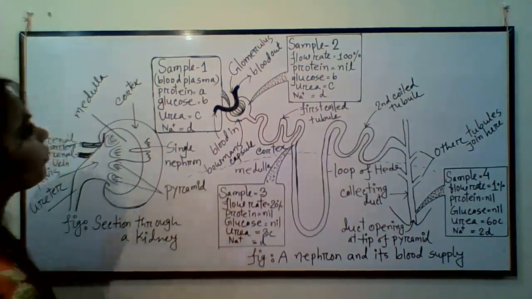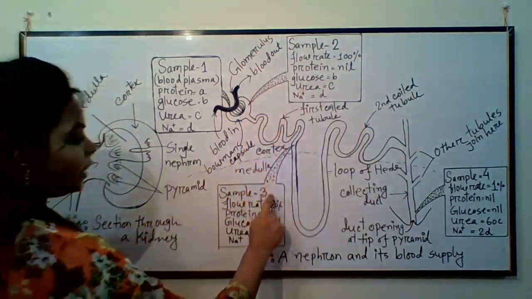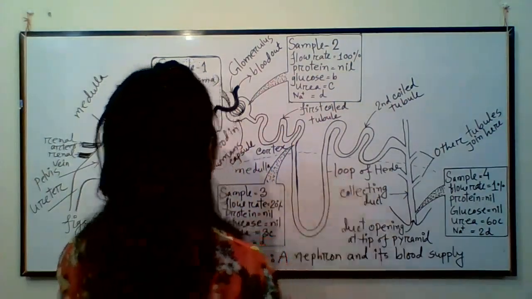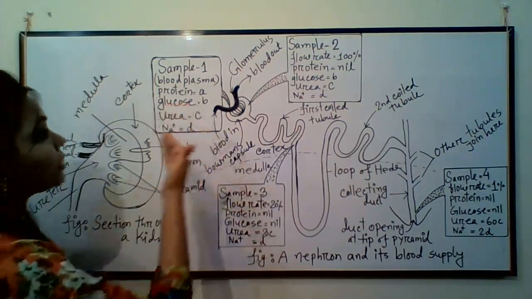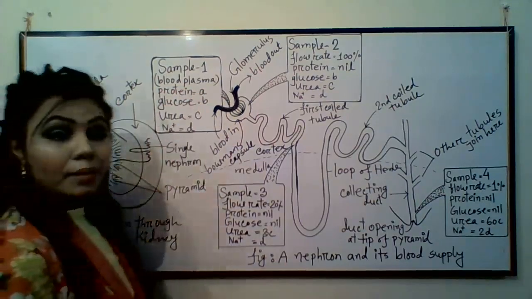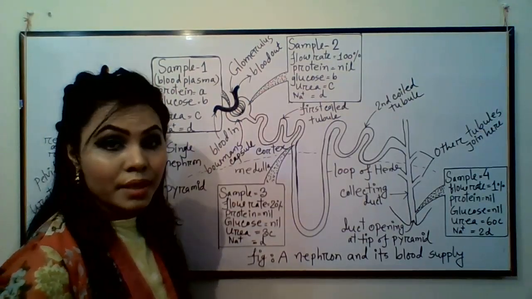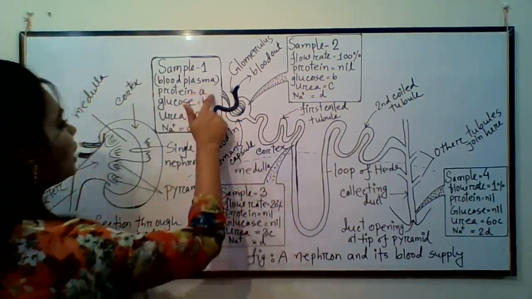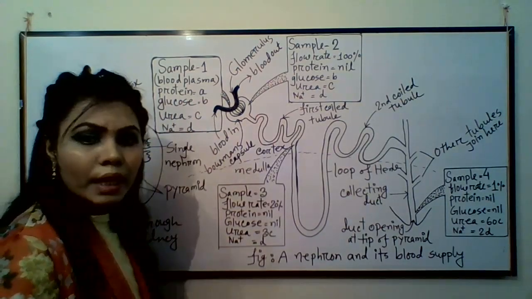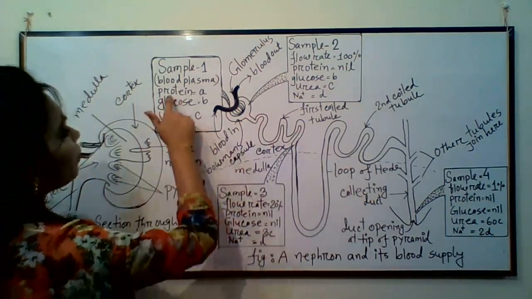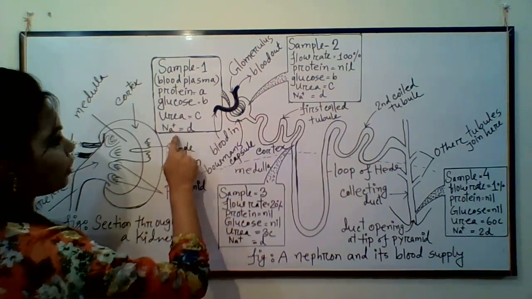Okay, now, so sample 1, sample 2, sample 3, and sample 4. Let's talk about sample 1. Look at sample 1. The blood plasma contains different types of solutes, different types of substances, including protein, glucose, urea, sodium ion, etc. Protein is represented here by A, glucose B, urea C, and sodium ion D.